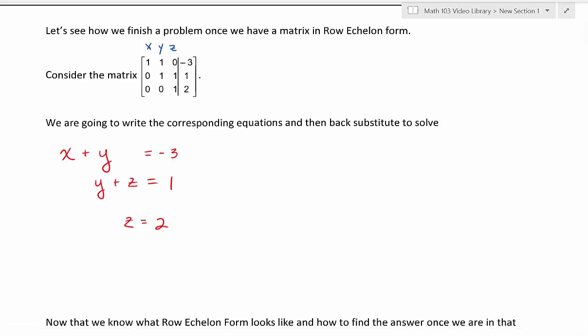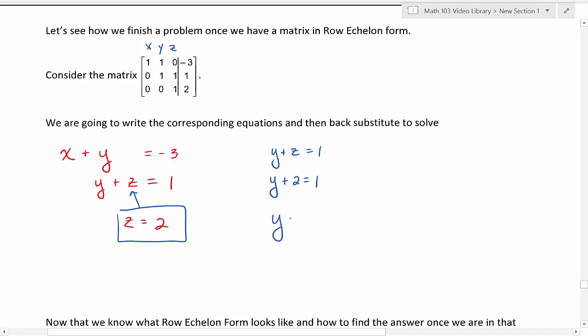Notice that when we rewrote our system of equations, one of the variables is solved for us. We're going to use the fact that z is equal to 2, and we are going to back substitute it into another equation to solve for a different variable. So since z is equal to 2, I'm going to plug that 2 into the equation y plus z equals 1 and solve for y. So that gives us y plus 2 is equal to 1, making y equal to -1.